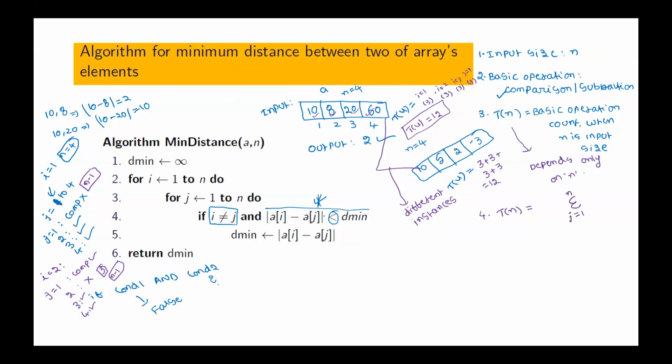It is performed every time except when i equals j, when it is not performed. In all other cases, it is performed. And this entire operation is performed for each value of i, so i equals 1 to n, with i not equal to j. Is that okay?